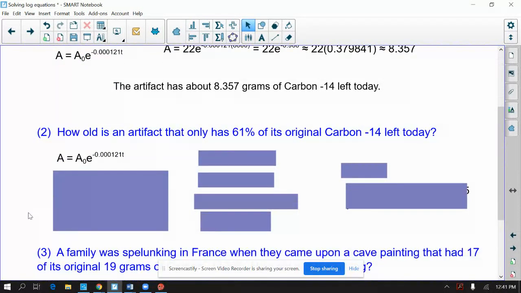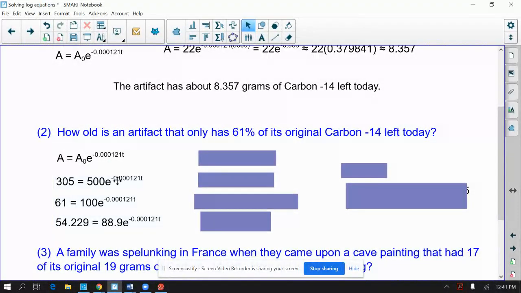How old is an artifact that only has 61% of its original carbon-14 today? Well, this one may be a stumbling block for some because we have very few numbers. We know that 61% of the original exists. Well, I guess you could imagine maybe it started with 500 and 61% of 500 is 305. Or even simpler, let's start with 100 grams and 61% of that, of course, is 61. Or maybe you start off with 88.9 and 61% of that is 54.229. All three of these relationships are 61% left over.